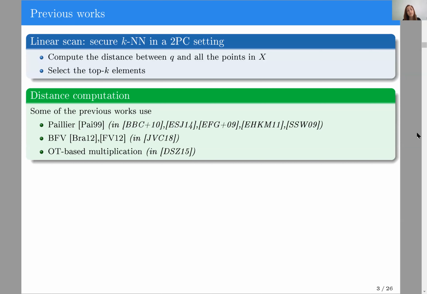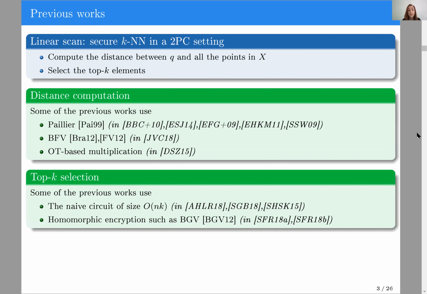The difference, for instance, between the BFV and the Paillier solution is that BFV is more suitable to pack together multiple plaintexts, so we can batch multiple computations and do just one computation in the ciphertext. So it might be convenient to batch the operations and have a gain in efficiency, while OT-based multiplications are more efficient in terms of computation compared to BFV, but they require a bit more communication. So depending on which application you're looking for, you might prefer one or the other.